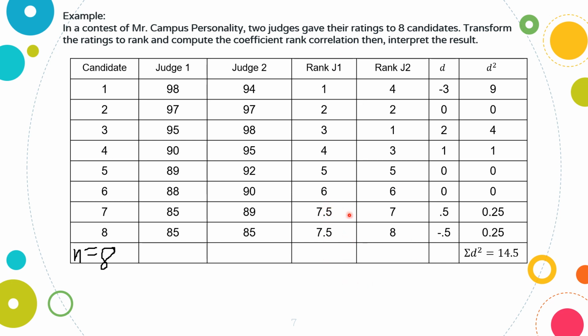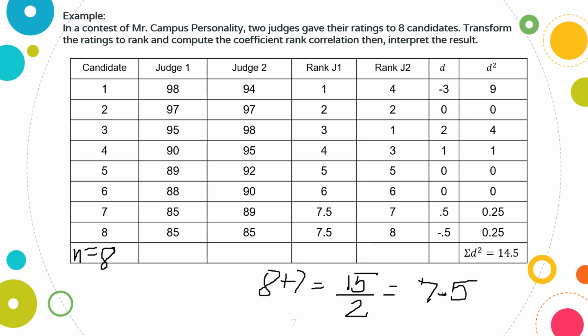Bakit hindi pwedeng 7 at 8 yan, ma'am? Hindi pwede class kasi parehas yung score ni 7 and 8. Paano nangyari yung 7.5? That is, di ba, this one should be 7 and 8. So, we add the 8 and 7. That will give us 15 divided by 2. That will give us 7.5. Right? So, 7.5 plus 7.5, we get 15. That's why, since nagtabla yung 7 and 8 natin, so their rank is 7.5.